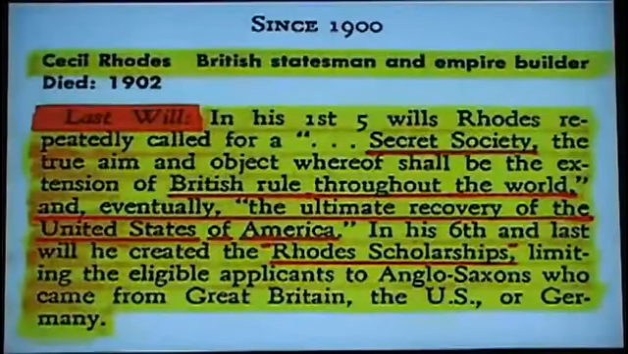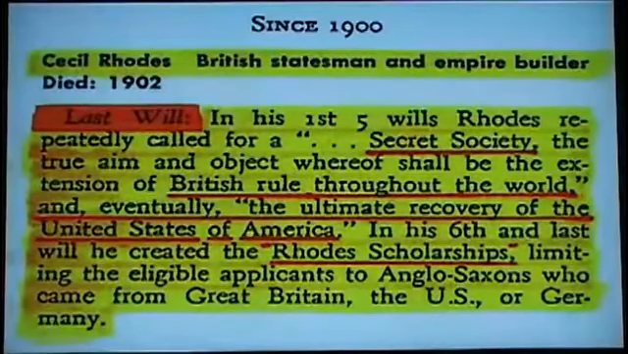In the first 5 wills, he repeatedly called for, quote, a secret society, the true aim and object whereof shall be the extension of British rule throughout the world, end quote. And eventually, quote, the ultimate recovery of the United States of America. So Cecil Rhodes left money to finance a secret society, the true aim and object whereof shall be the extension of British rule throughout the world, and eventually the ultimate recovery of the United States of America.